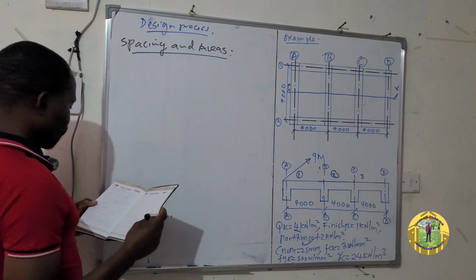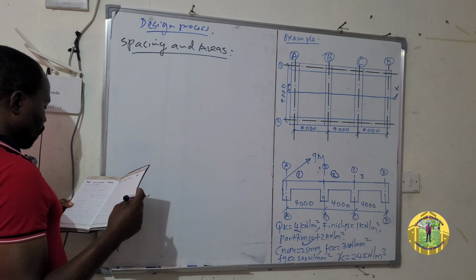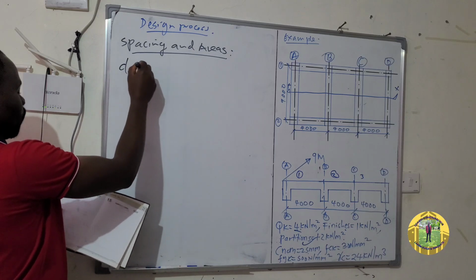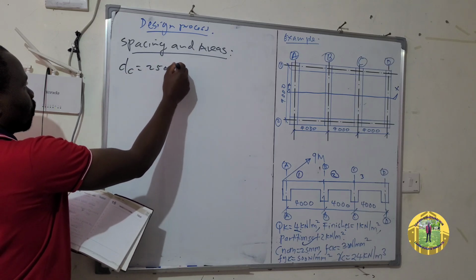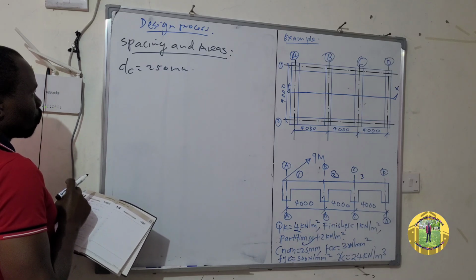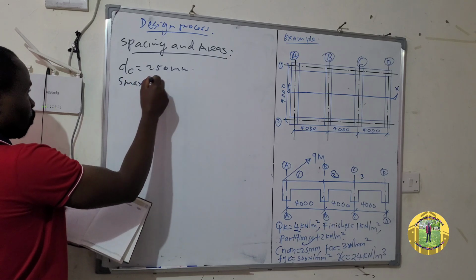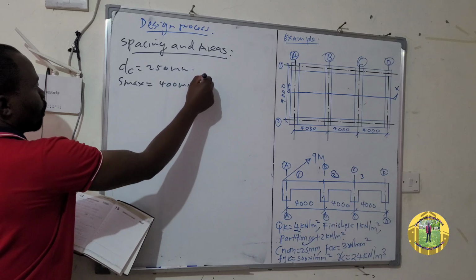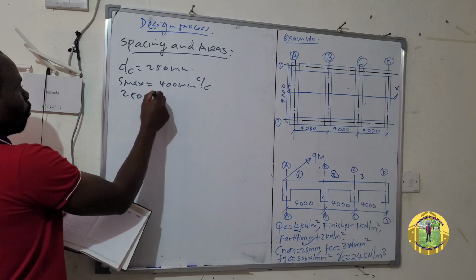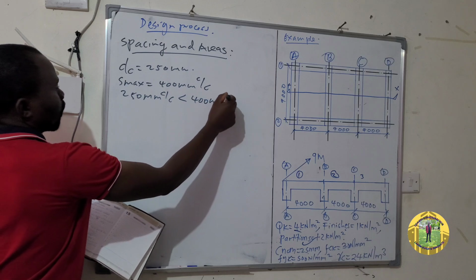So for spacing and areas, you see that the center to center distance is equal to 250 millimeter. And from the previous calculation, we saw that the X maximum is equal to 400 millimeter center to center. So 250 millimeter center to center is less than 400 millimeter center to center, therefore okay.